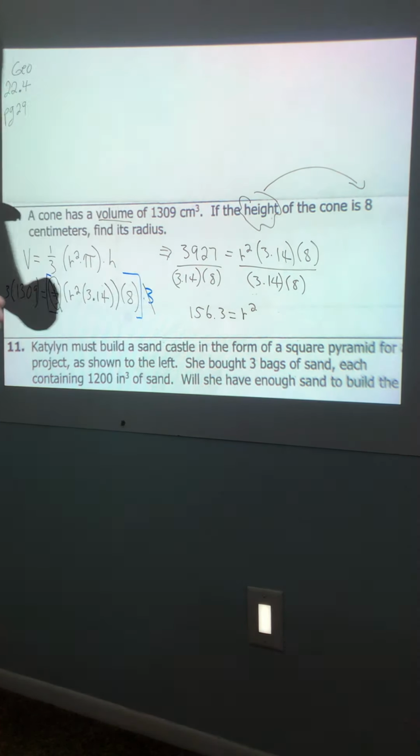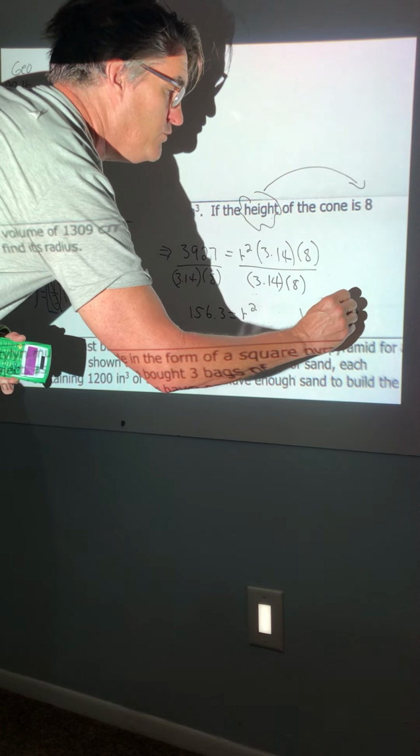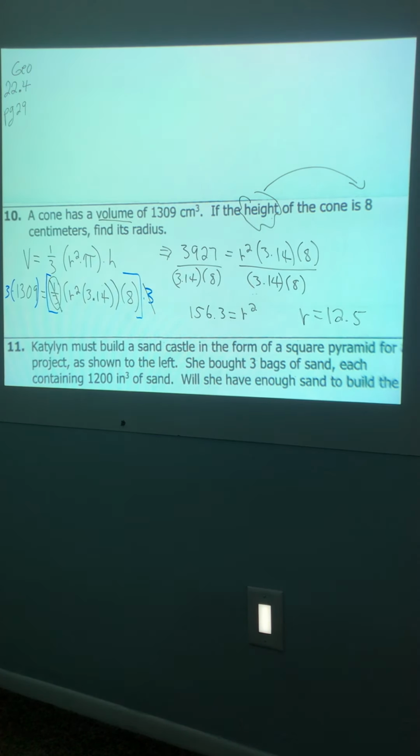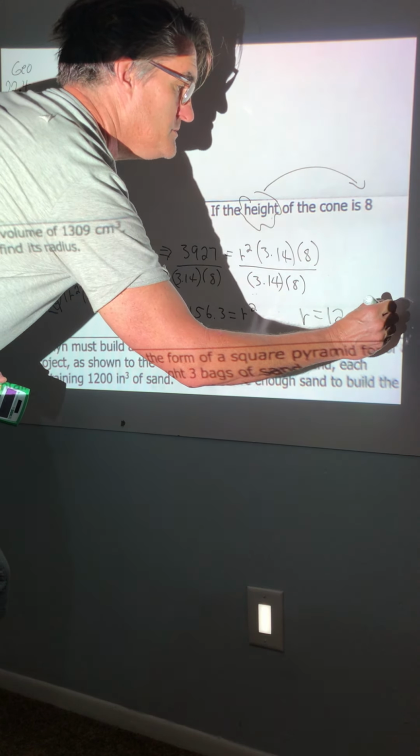All right, take a look. And then how do you undo a squared? You're going to hit the square root button. So I'm just going to round that to 156, and I'm going to go square root of 156, and then your answer is 12.5 for your radius. Okay, 12.5. What were the measurements? It says centimeters, but you're finding a part, so you just say centimeters.